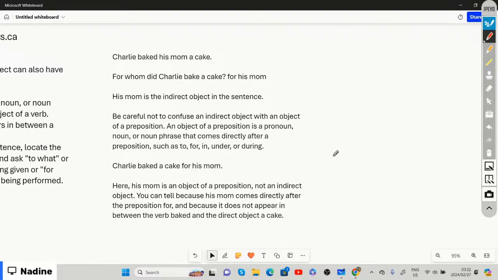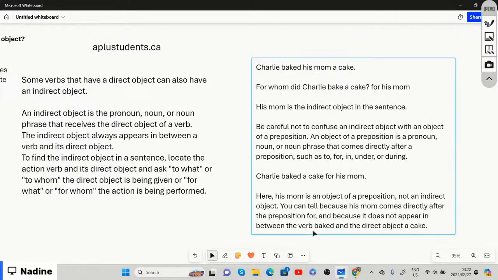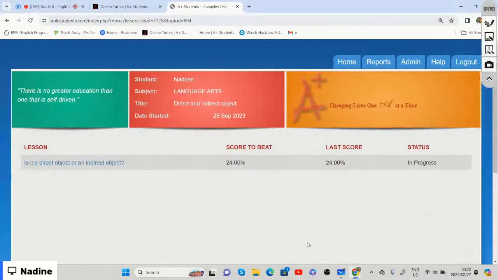And we are doing a tutorial lesson on aplusstudents.ca. So now we're going to our lesson on aplusstudents.ca, where our chapter is direct and indirect object, and the lesson is: is it a direct object or is it an indirect object?